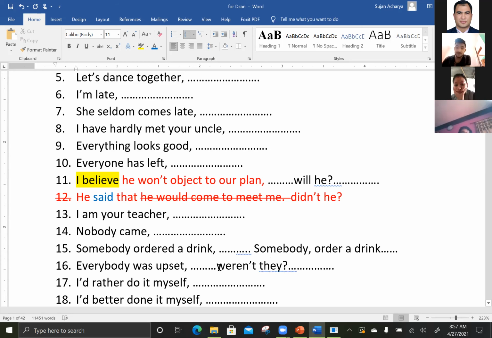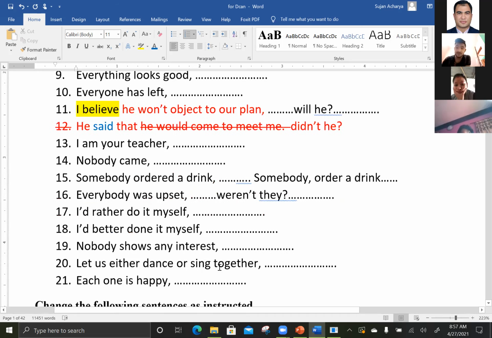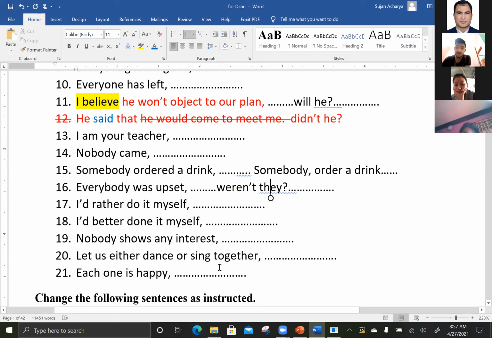I would rather do it myself, wouldn't I? I'd better do it myself, hadn't I? Nobody shows any interest, do they? Let us either dance or sing together, will you? Each one is happy, aren't they? So, 19: Nobody shows any interest, do they?